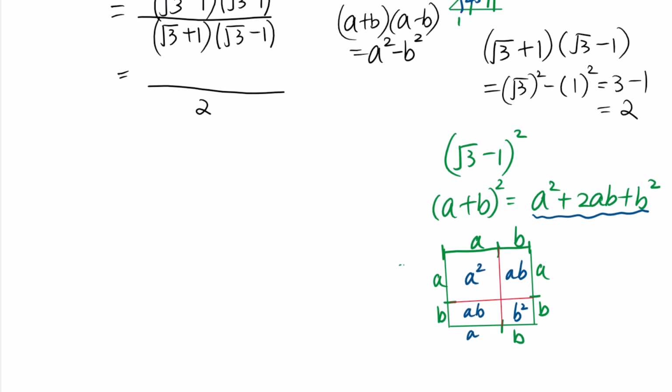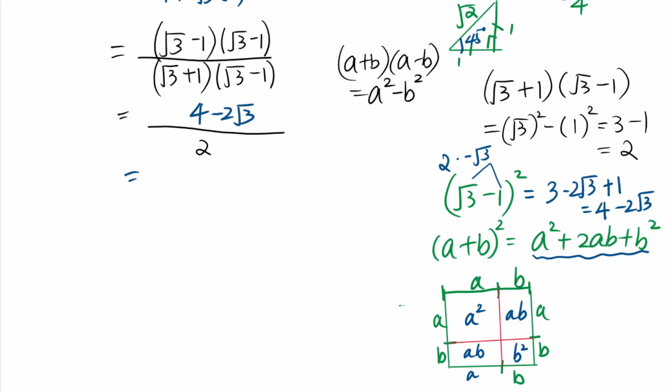For square root of 3 minus 1 squared, square root of 3 squared is 3. These two multiply: negative square root of 3, then times 2, minus 2 square root of 3, plus negative 1 squared is 1. Simplify: 4 minus 2 square root of 3. Simplify again: 4 divided by 2 is 2, minus 2 divided by 2 is 1. So we get 2 minus square root of 3.